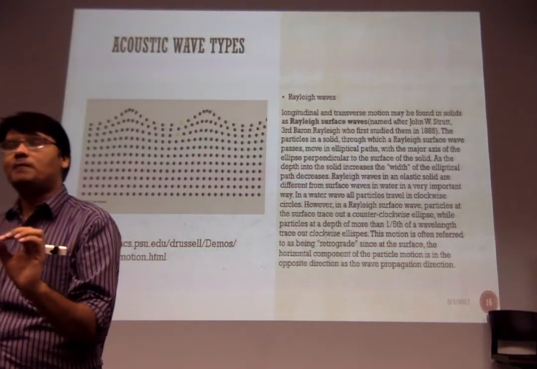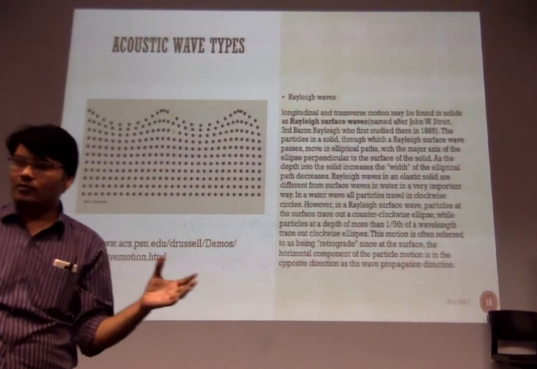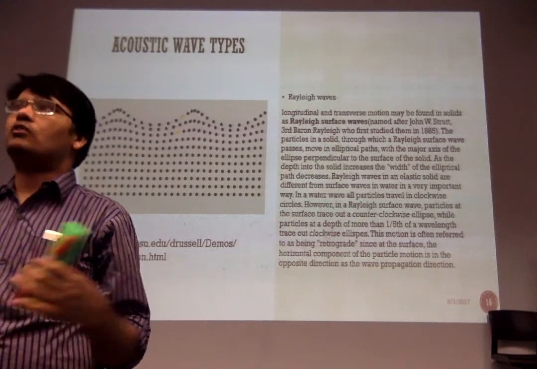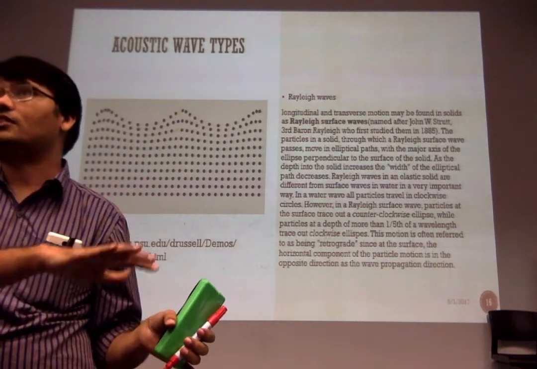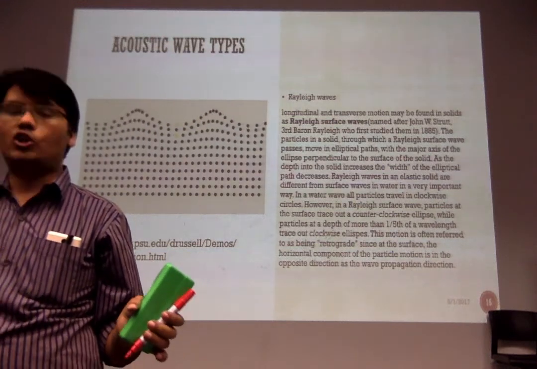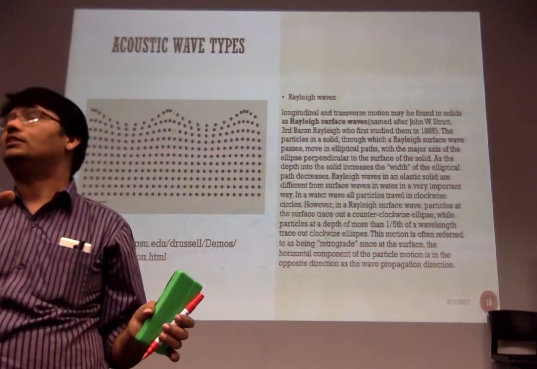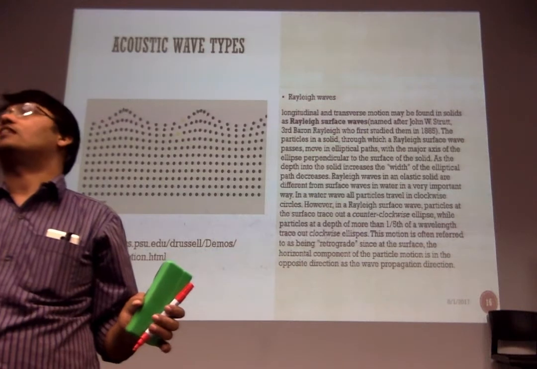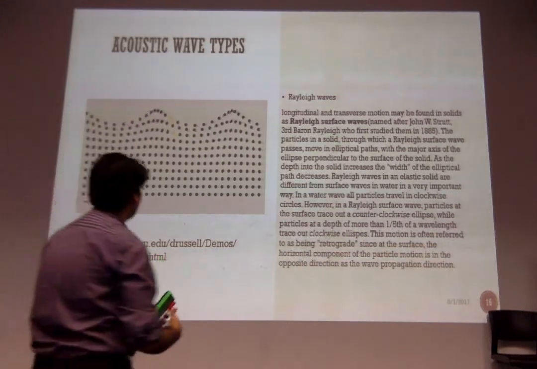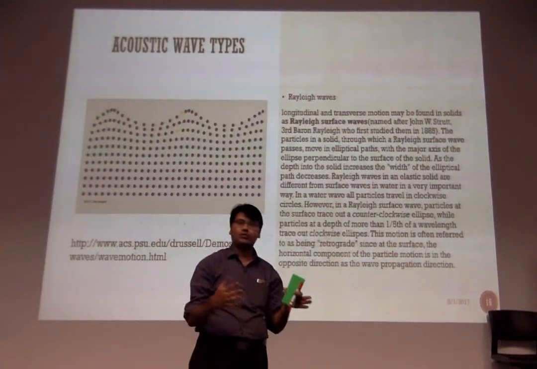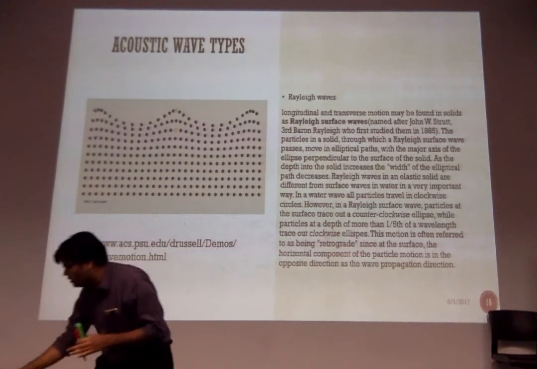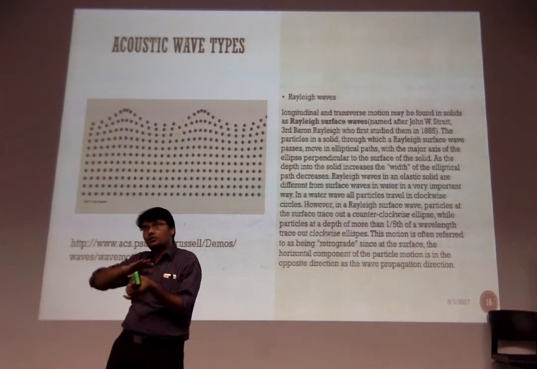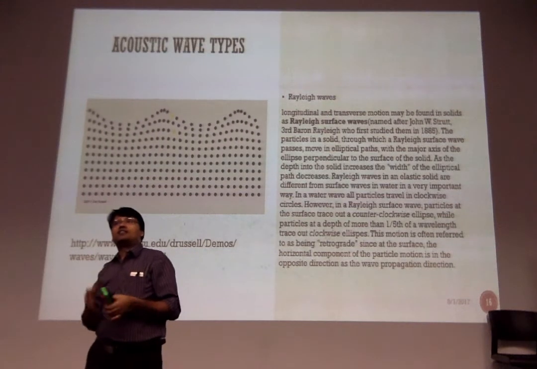So the best example of Rayleigh waves is when an earthquake occurs: the wave that happens on the surface of the earth's crust is actually a Rayleigh wave. Or when you drop a stone in water, the ripples that form are actually Rayleigh waves. When a surface medium has both transverse and longitudinal motion, we call it a Rayleigh wave.